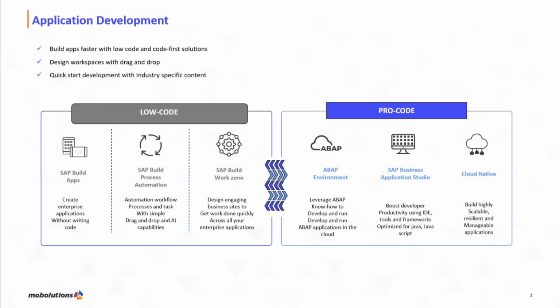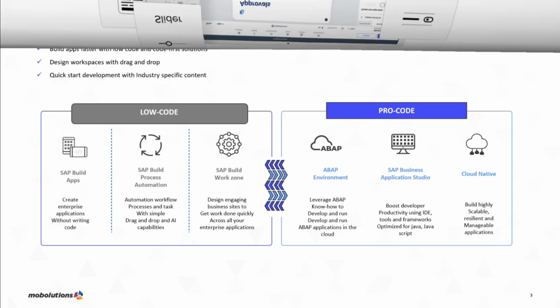Today, we will focus on how SAP BTP empowers businesses to build, extend, and run enterprise-grade applications using a range of tools, including SAP Build Apps, SAP Build Workzone, SAP Build Process Automation, ABAP Environment, SAP Business Application Studio, and Cloud Native Development. Now, let's get into the topics.